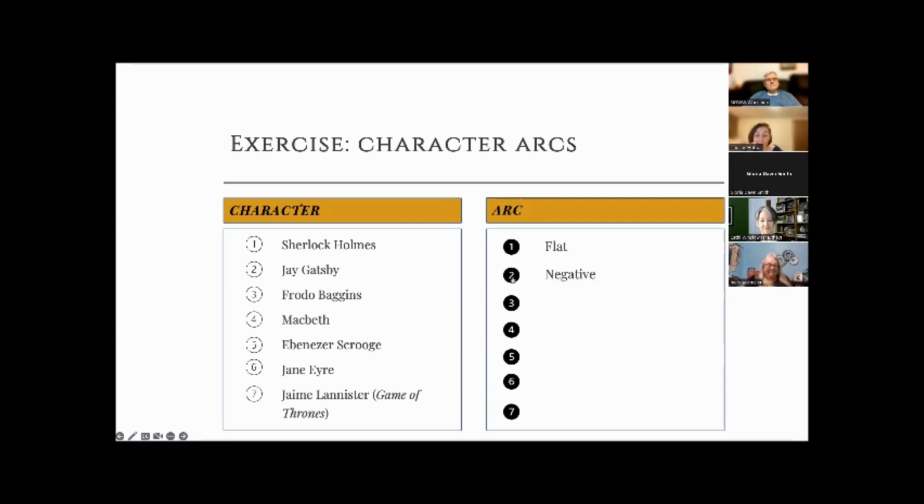Jay Gatsby I have as a negative arc. I would be curious about, Graham, your interpretation of Jay Gatsby. Frodo Baggins is the trick question.